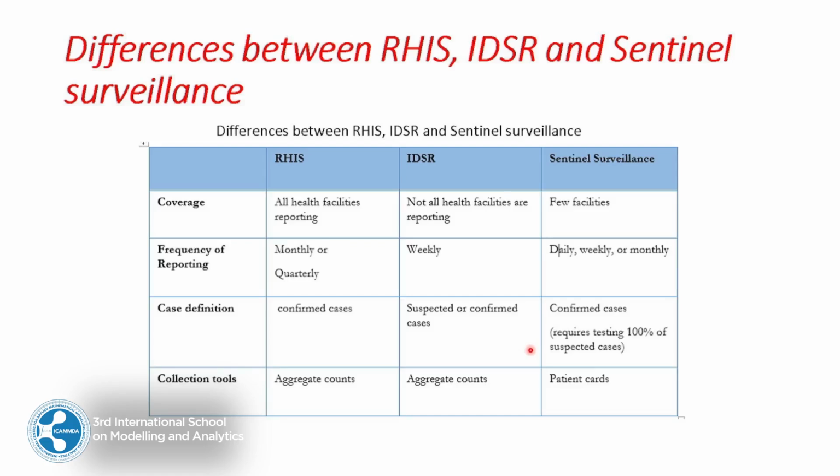So we have some of the differences highlighted here for the routine health information system, also for the integrated disease surveillance response, and also for the Sentinel. For the coverage, the routine health information system is for all of the facilities, but for the integrated disease surveillance, not all the facilities. Also for the Sentinel, we just have few facilities that are reporting. And for the frequency of reporting, we have monthly and also quarterly.